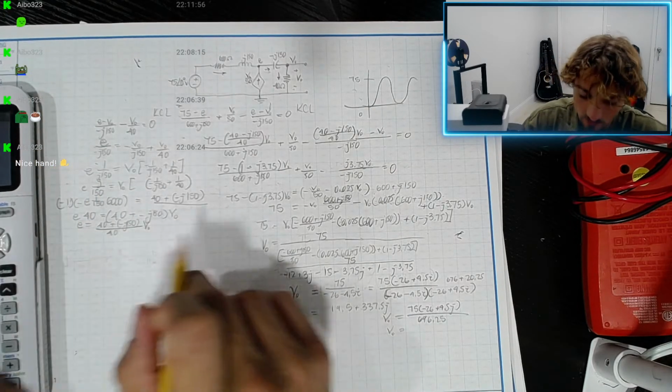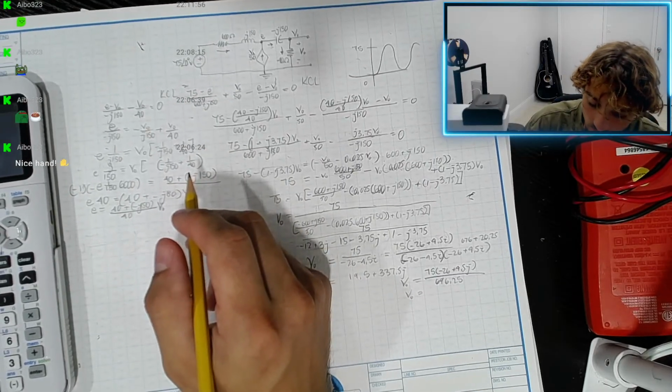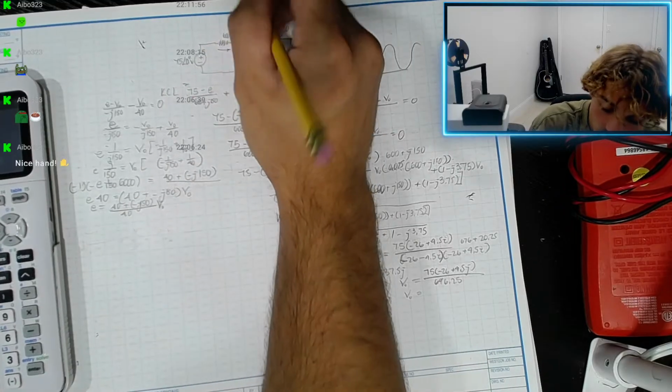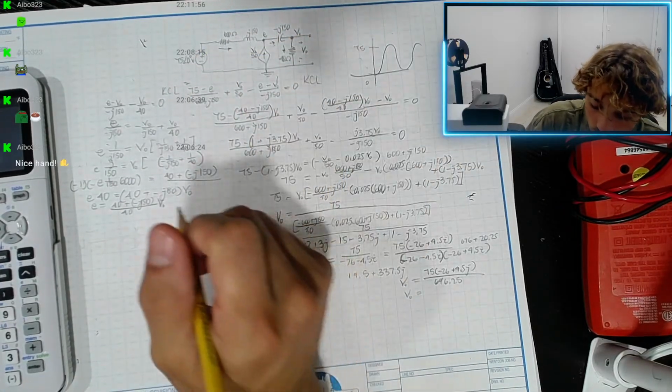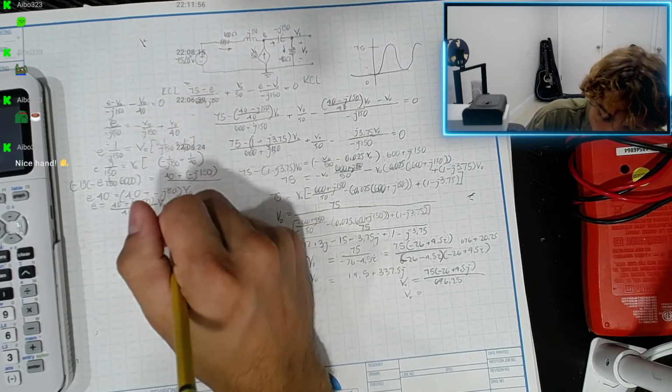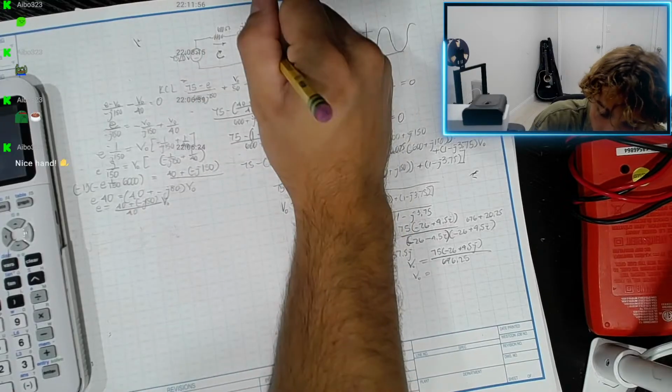Okay, another method. Okay, so we consider E. Yeah, so we're going to do mesh analysis.